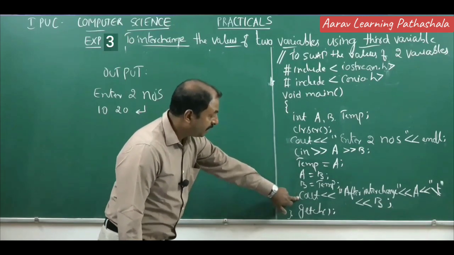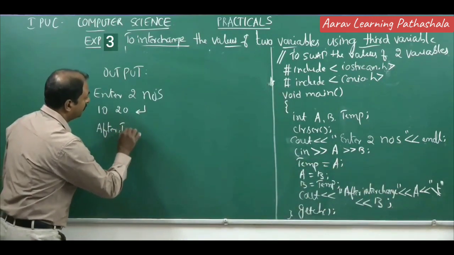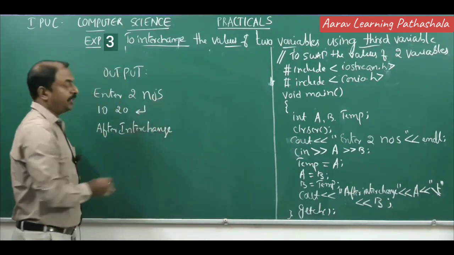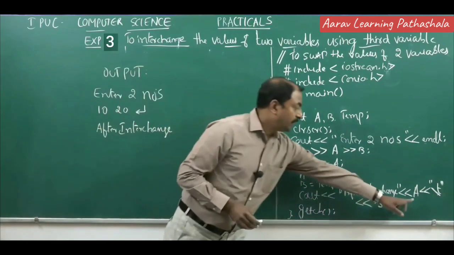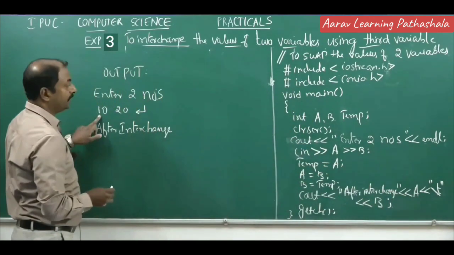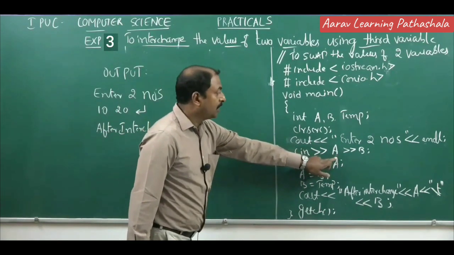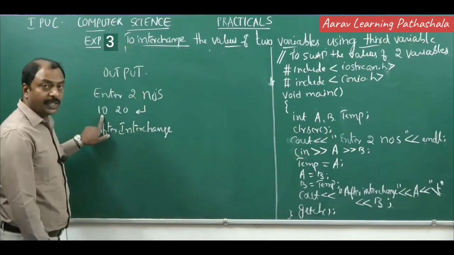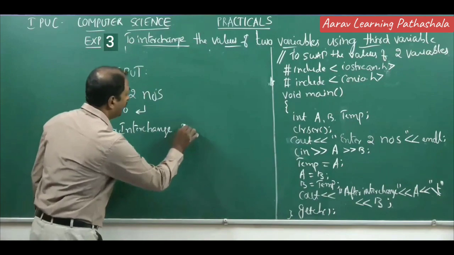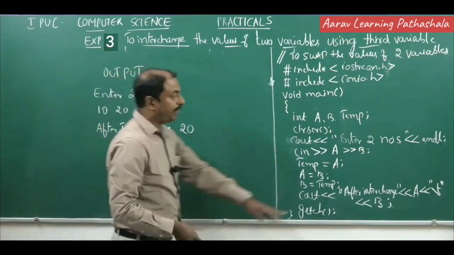It says after interchange. So it will be after interchange, and here first is A, the value of A. What is the value of A we have entered here? Because we are reading the value of A as the first variable, the value entered here, 10, will be stored in the variable A. It prints 20, and the value of A will be 20.